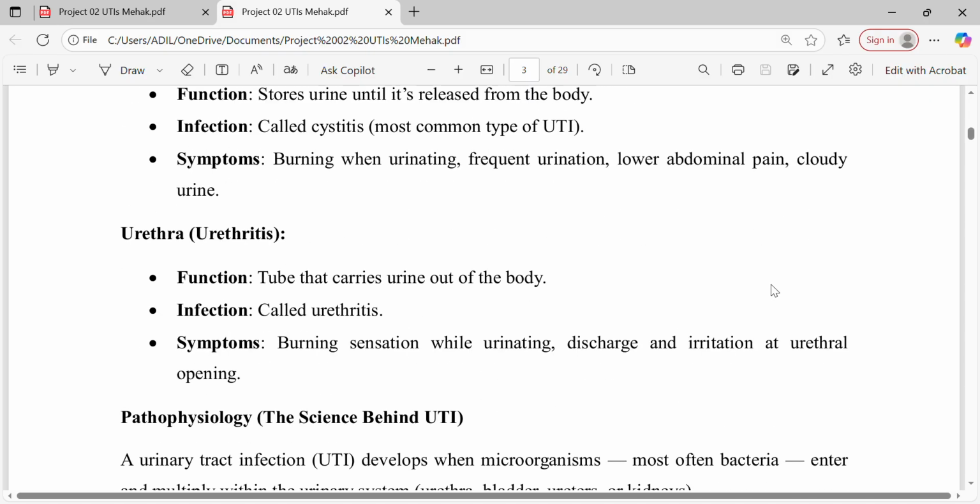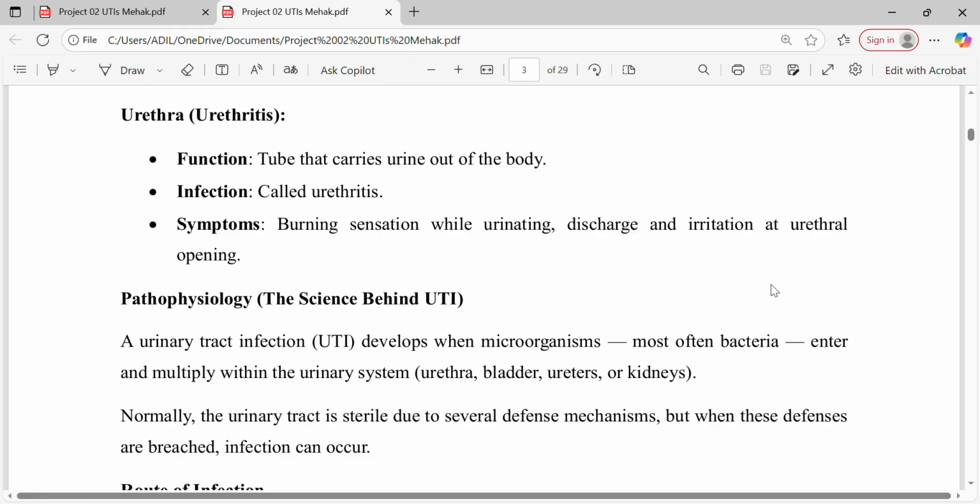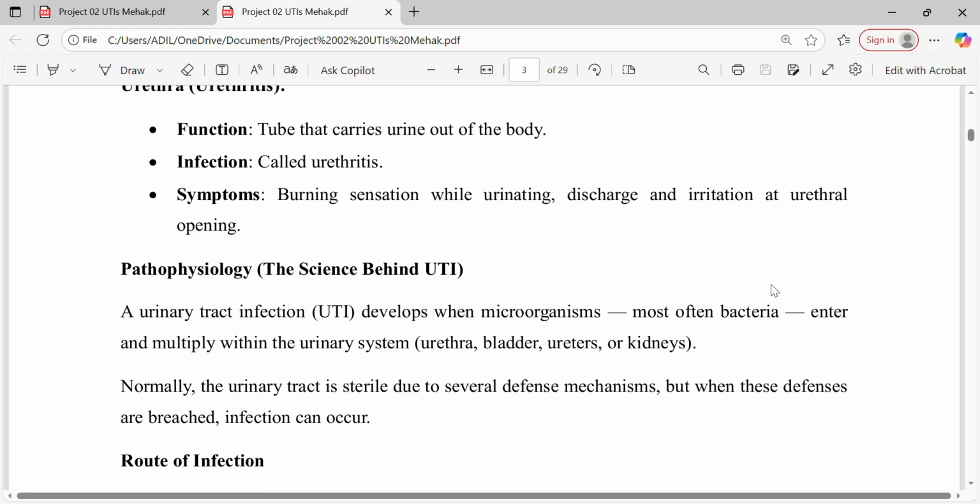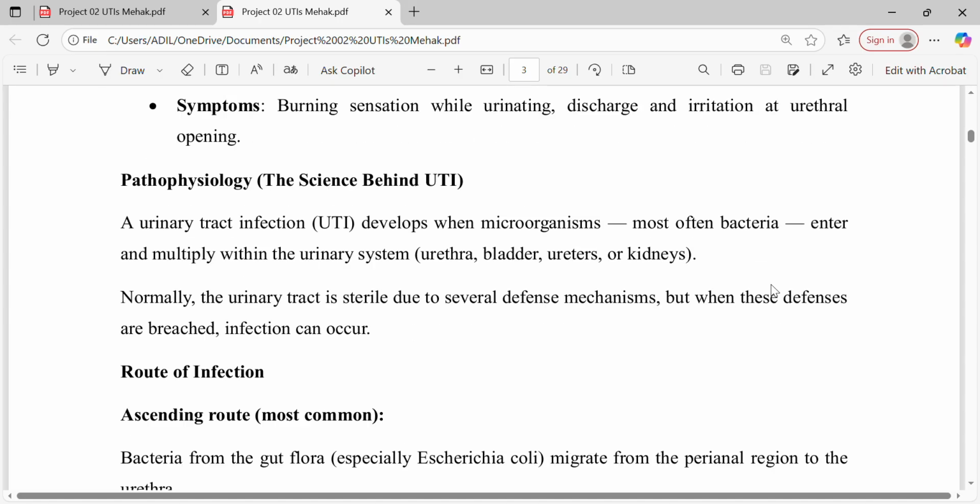Urethra. Function: the tube that carries urine out of the body. Infection is called urethritis. Symptoms include burning sensation while urinating, discharge and irritation at the urethral opening. Pathophysiology: the science behind UTI. A urinary tract infection develops when microorganisms, most often bacteria, enter and multiply within the urinary system: urethra, bladder, ureters or kidneys. Normally, the urinary tract is sterile due to several defense mechanisms, but when these defenses are breached, infection can occur. Route of infection.